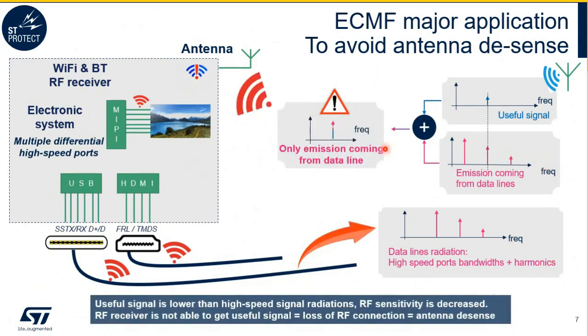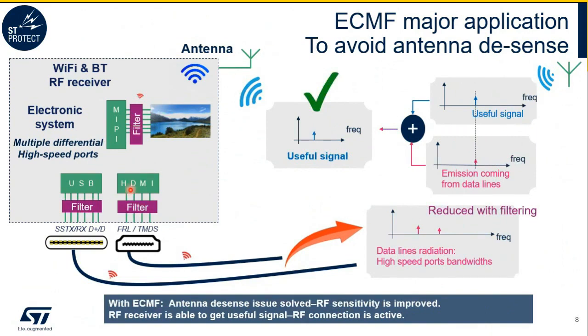If the useful signals is lower than the high-speed signal radiation, the RF receiver is not able to get the useful signals. It is called antenna desense or desensitization. To solve this issue, data line radiation must be reduced by a common mode filter placed on differential lines as follows. With these filters, radiation is reduced, and the RF receiver can get the useful signals. RF sensitivity is improved, the RF connection is active. The ESD protection integrated in our ECMF also protects the receivers.